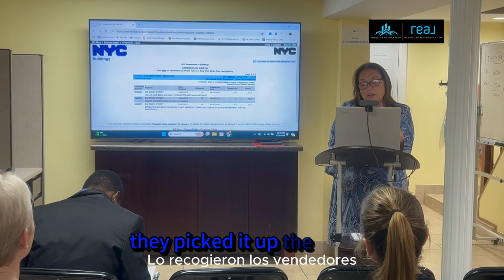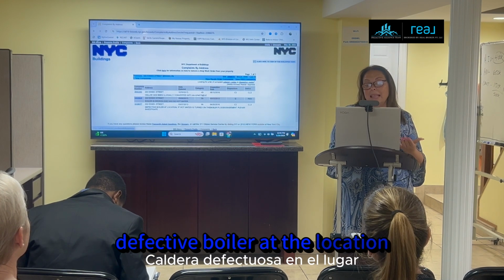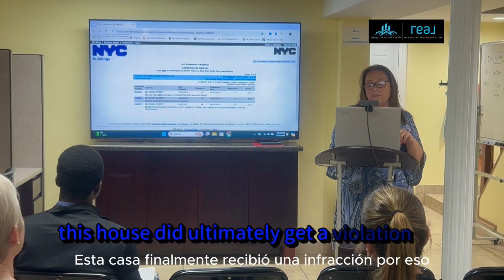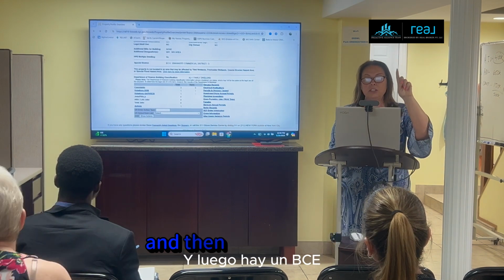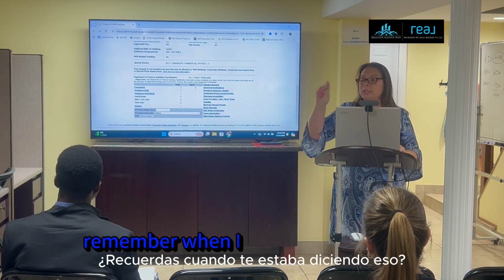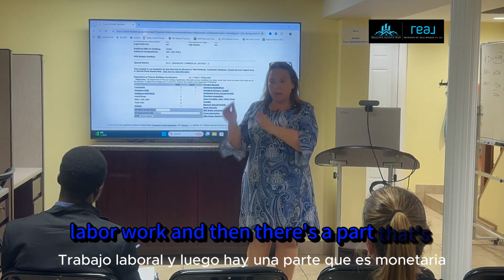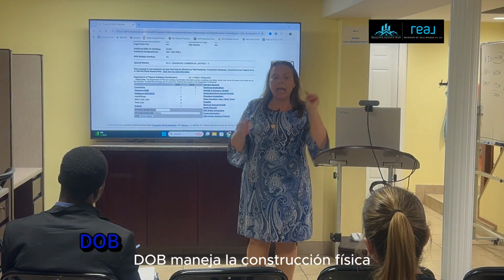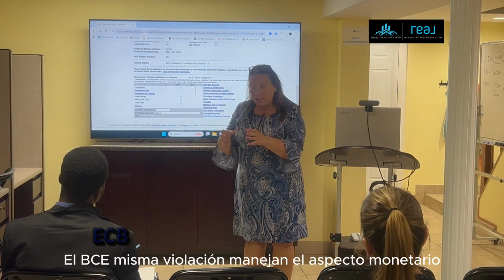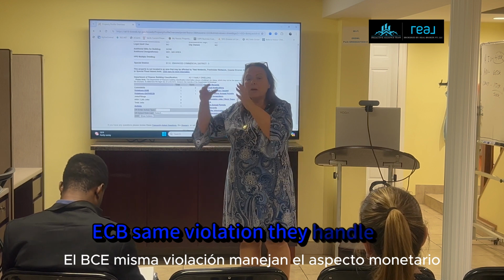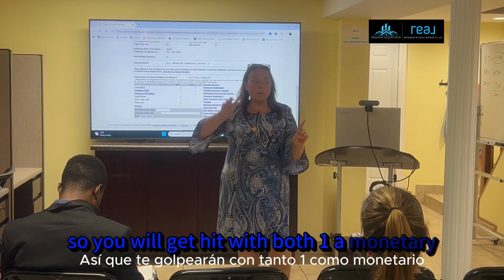They picked it up: the seller's been illegally converted. Defective boiler at the location. This house did ultimately get a violation for that complaint. So then you see there's a DOB violation and then there's an ECB. Remember when I was telling you that there's a part that's construction labor work and then there's a part that's monetary? DOB handles the physical construction labor part of a violation. ECB, same violation, handles the monetary aspect. So you will get hit with both: one monetary, one construction.